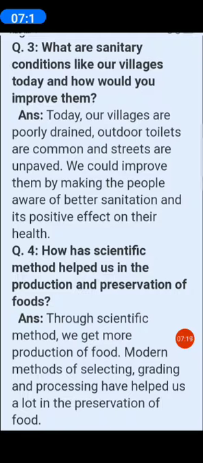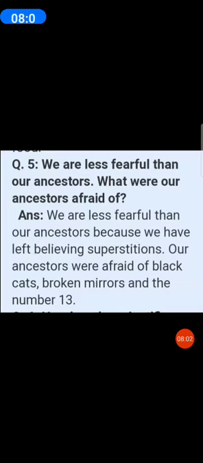But today, there are modern methods of preservation of foods, which include selecting, grading, and processing. Through these different processes, these foods are preserved for a long time so that they are both nutritious and enjoyable.